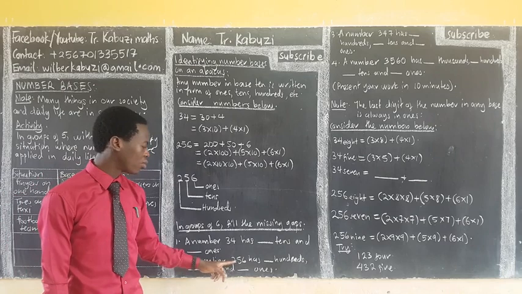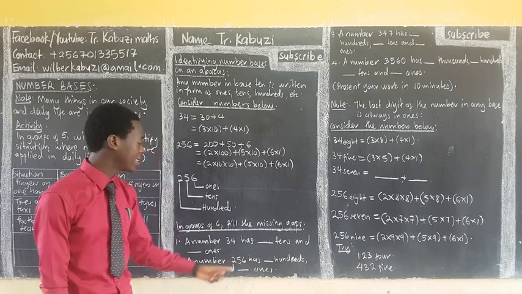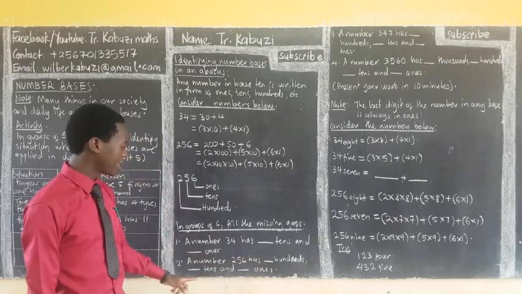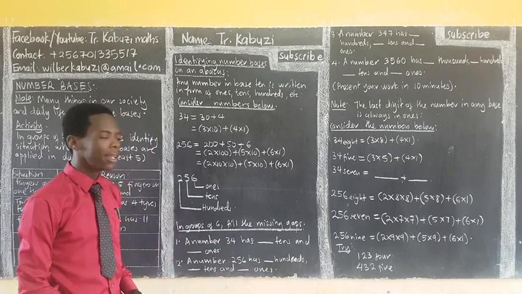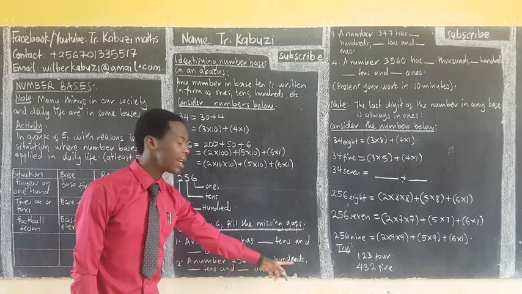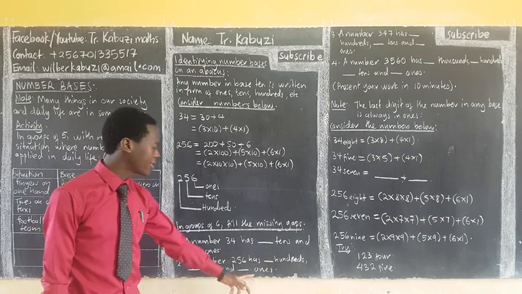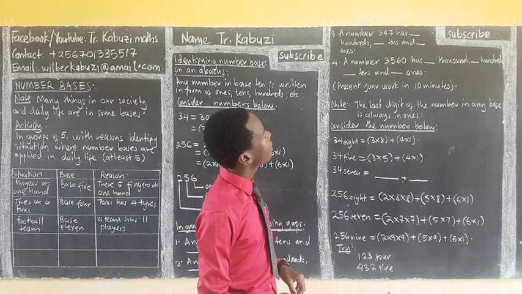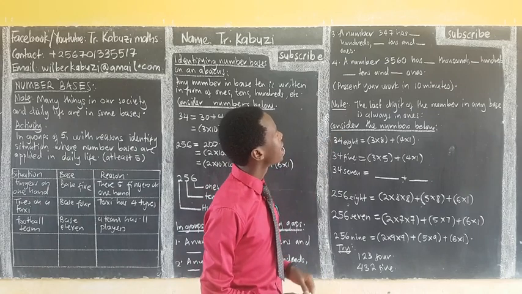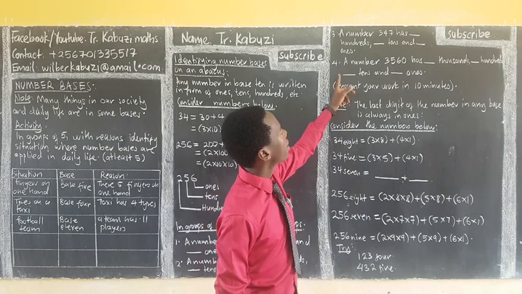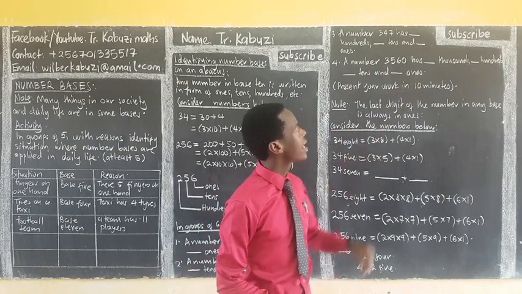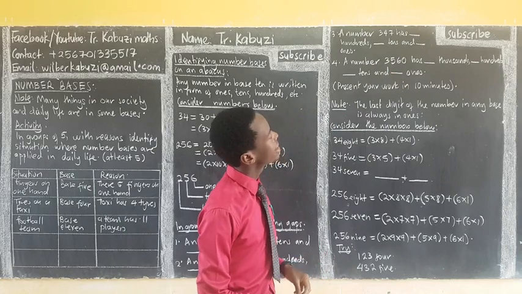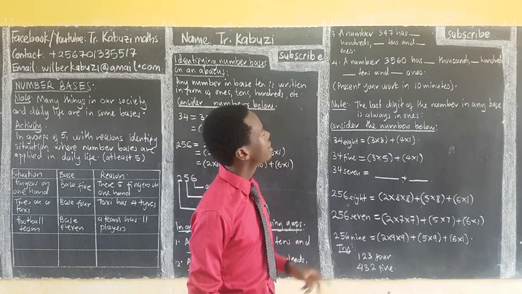Then a number 256. I chose 256 for the reason that this is our country calling area code. 256 has dash hundreds, dash tens, and dash ones. So you are going to tell him that this number has dash hundreds, dash tens, and dash ones, as we've seen. Then you come to this one, a number 347 has dash hundreds, dash tens, dash ones. Four, a number 3560 has dash. Why do you think we are including thousands? Because it is no longer hundreds. Dash thousands, dash hundreds, dash tens, and dash ones.